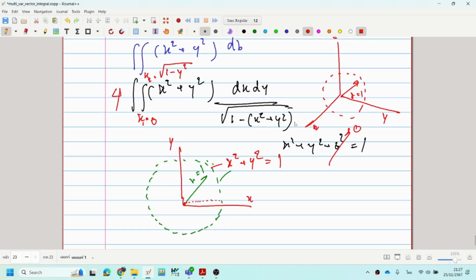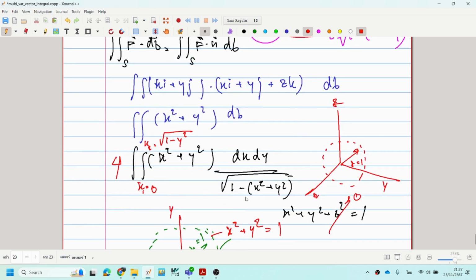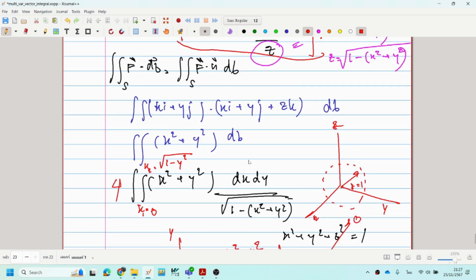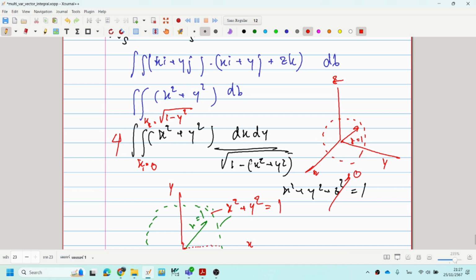Okay, it's difficult. How to solve this integral problem? I think this function is too difficult, and mostly you use another technique to help you solve this problem. That special technique, okay, I will tell you.